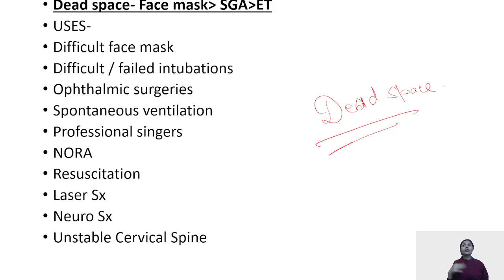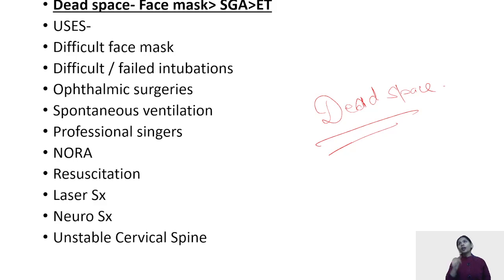Then for conditions like non-operating room anesthesias, peripheral anesthesias, and in professional singers where it is very hazardous for their profession if recurrent laryngeal nerve palsies are there or they have a sore throat, then patients who can be done under spontaneous ventilation and don't need controlled ventilation, for that SGA is preferred. I'll give you one or two examples of such patients.